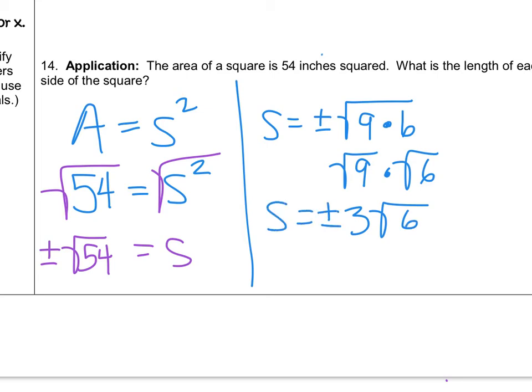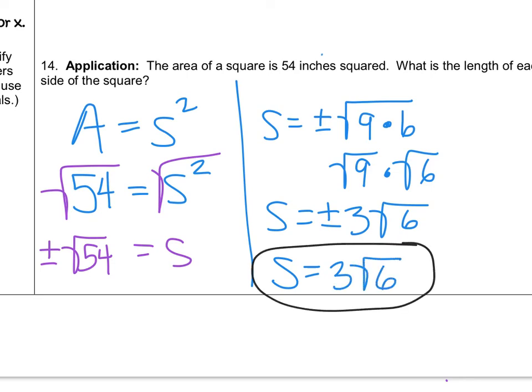Now let's talk about reasonable. These are inches. Is it possible to have negative inches? And the answer is no. So in this application situation, we can't have a negative. So our answer is the side length is 3 times the square root of 6. It's in the positive. And that's our answer.